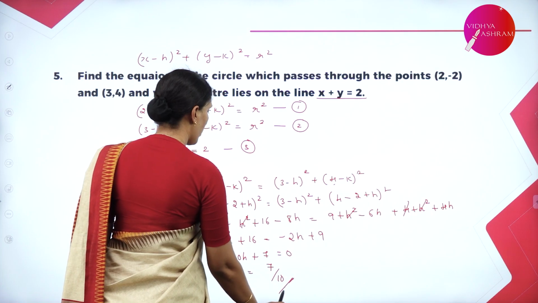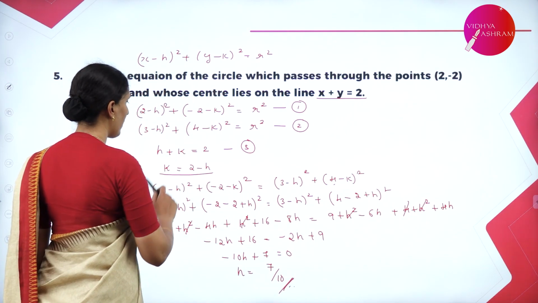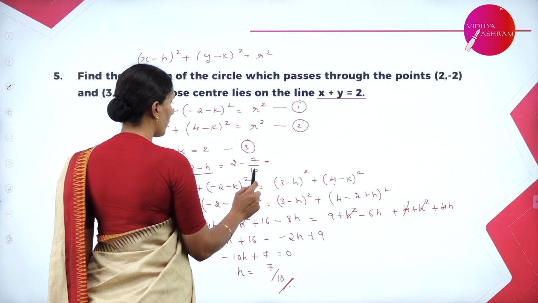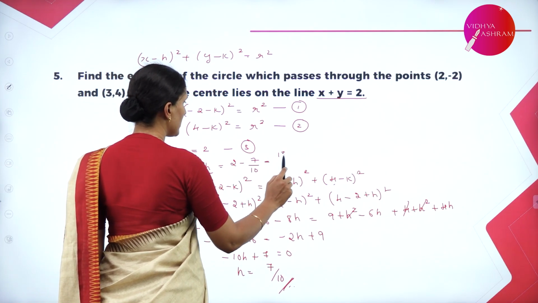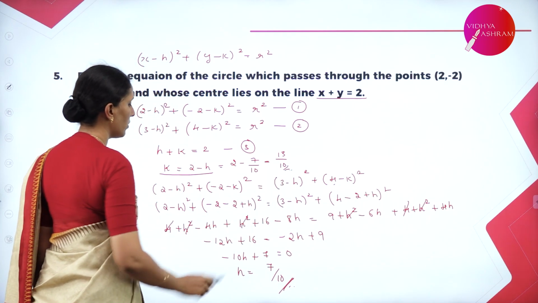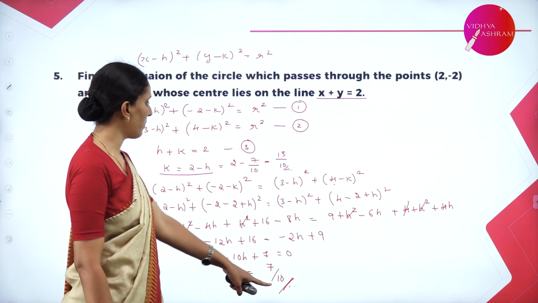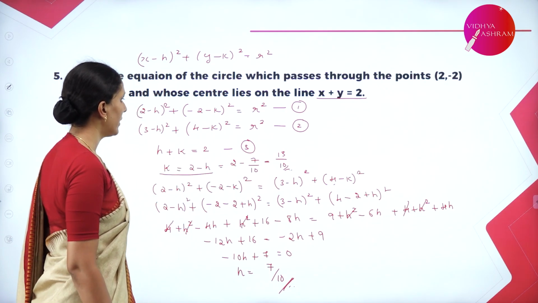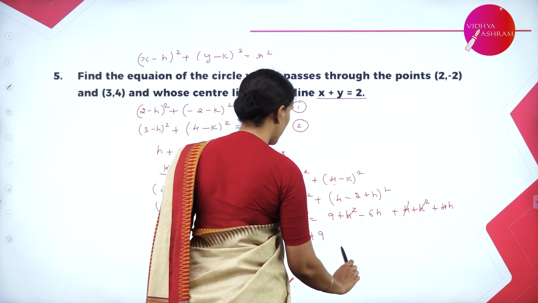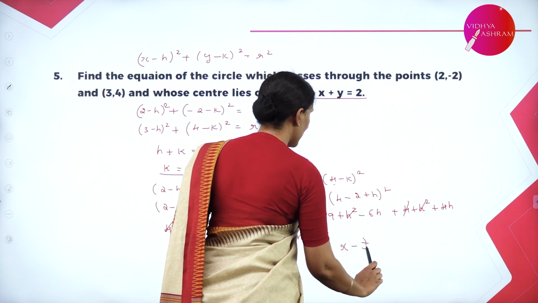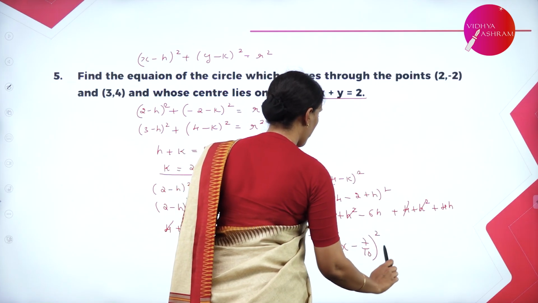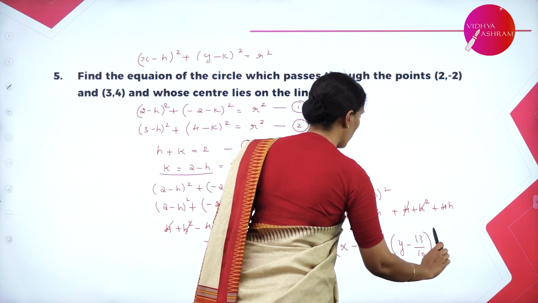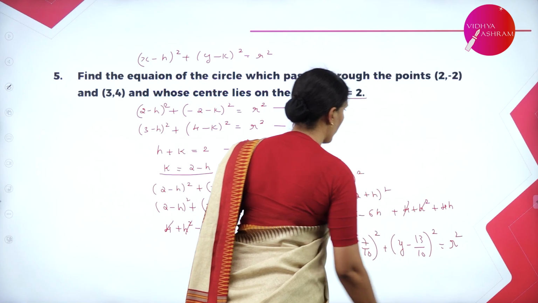So if I substitute h is equal to 7 by 10 here, then this becomes 2 minus 7 by 10. So which will be 20 minus 7, that is 13 by 10. So therefore h takes the value of 7 by 10 and k takes the value of 13 by 10. So therefore the general equation can be written in the form of (x minus 7 by 10) whole square plus (y minus 13 by 10) whole square is equal to r square.